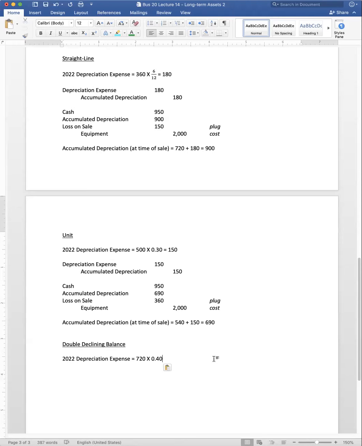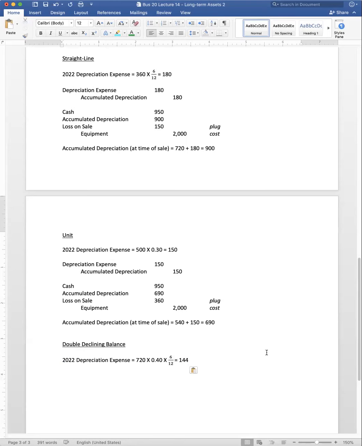Suppose I wasn't selling the equipment and I just used it for the whole year 2022. Would this be my depreciation expense for the entire 2022? Yes, it would, right? If I hadn't sold the equipment, this would be my answer for year 3. So this is a full year of depreciation. That means we do need to multiply by 6/12, by the portion of the year. So let's do that. Multiply by 6/12 to give us 144.